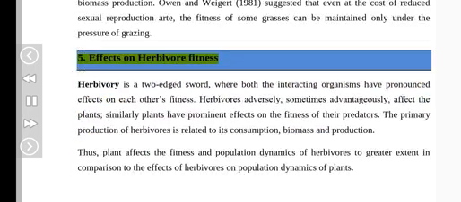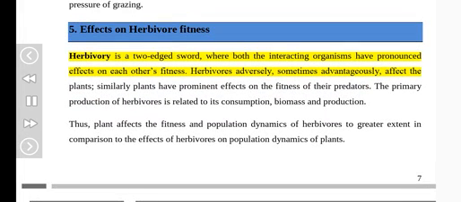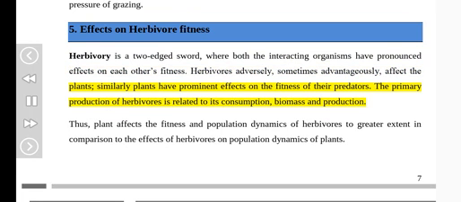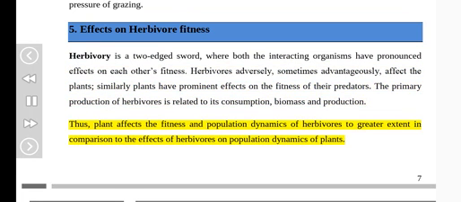5. Effects on herbivore fitness. Herbivory is a two-edged sword, where both the interacting organisms have pronounced effects on each other's fitness. Herbivores adversely, sometimes advantageously, affect the plants. Similarly, plants have prominent effects on the fitness of their predators. The primary production of herbivores is related to its consumption, biomass and production. Thus, plant affects the fitness and population dynamics of herbivores to a greater extent in comparison to the effects of herbivores on population dynamics of plants.